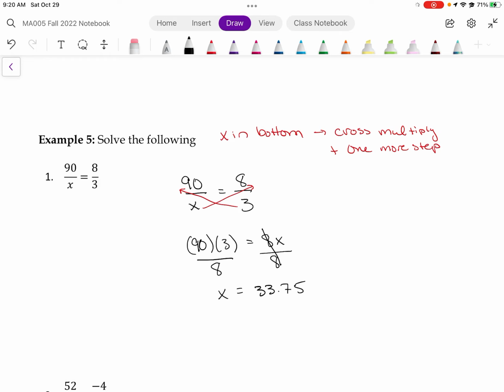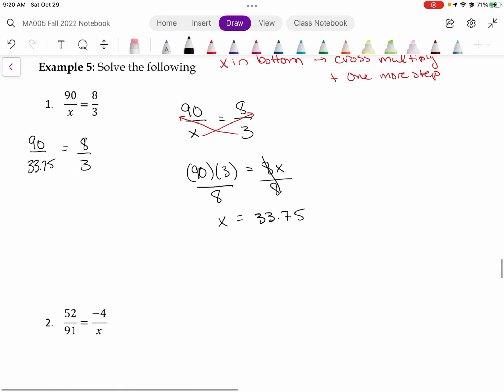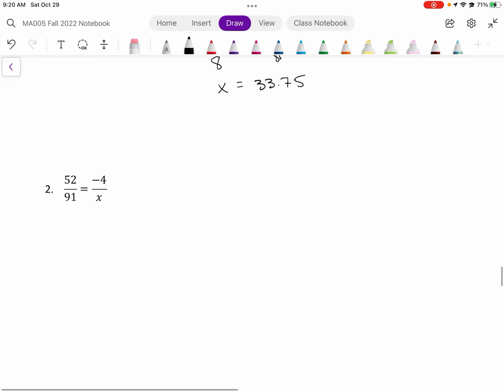33.75. So now you can test it. 90 over 33.75 equals 8 over 3. Does it really? Test it and see. Just divide both sides and see if you get the same decimal. All right, try this one. So that one's just for you.